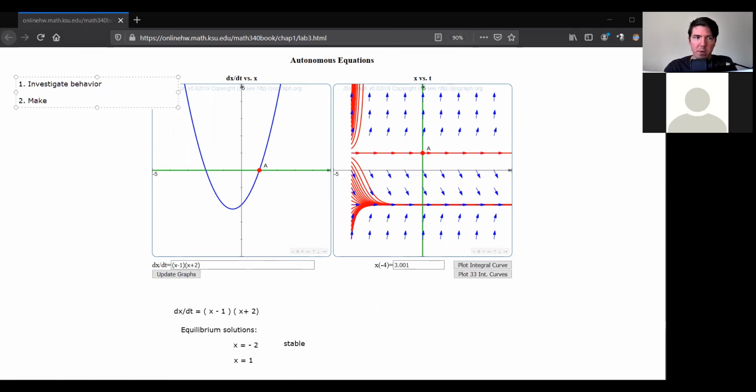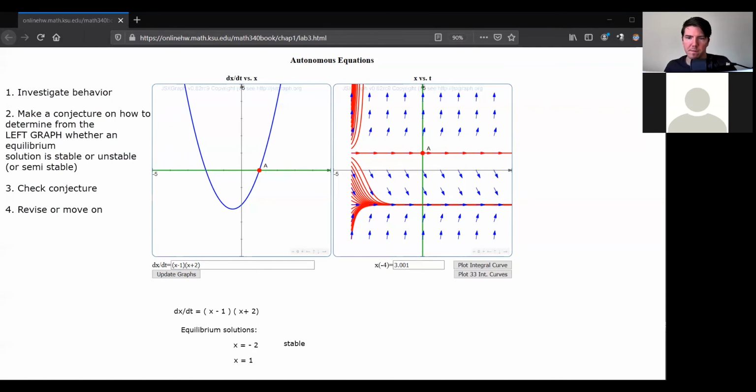Now the thing that you're doing is make a conjecture on how to determine from the left graph whether an equilibrium solution is stable or unstable, or the best one would be if it included semi-stable. Feel free to send me your conjecture and I will try to respond.